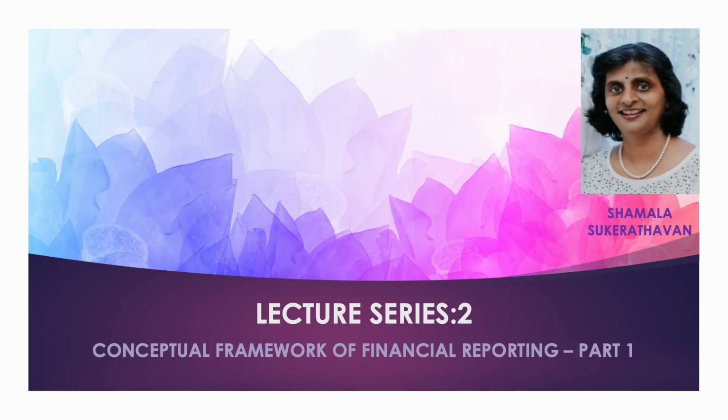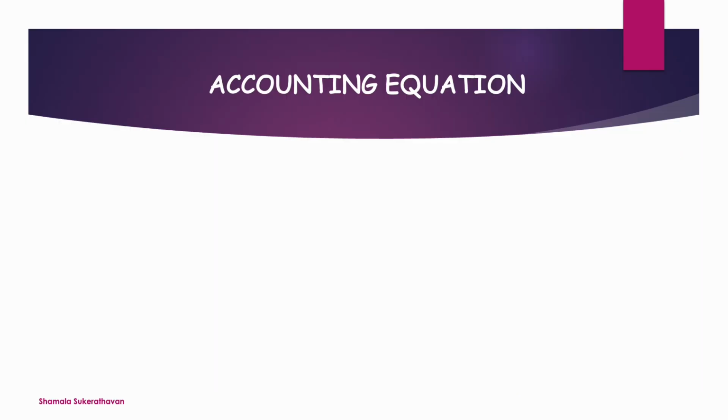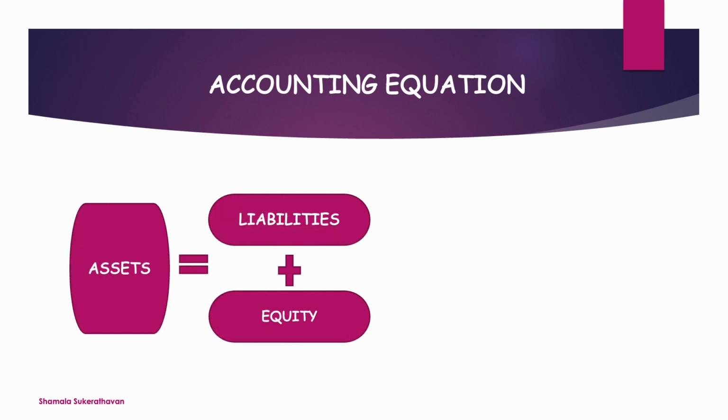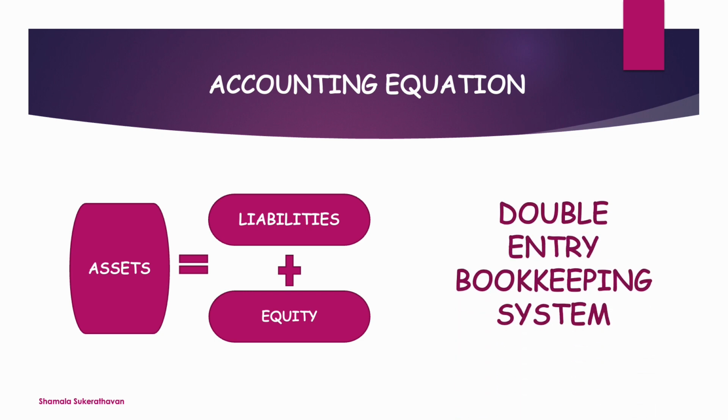In lecture series 2 of my corporate reporting lecture series, I will look at some of the chapters of the conceptual framework of financial reporting. In my first lecture series, I covered the accounting equation of assets equal the sum of liabilities and equity. And to ensure the equation remains in balance, we adopt a double entry bookkeeping system.